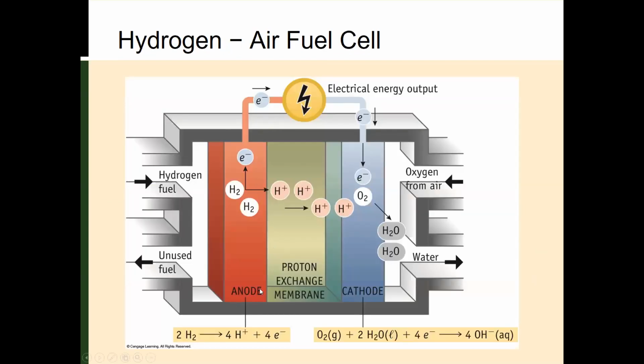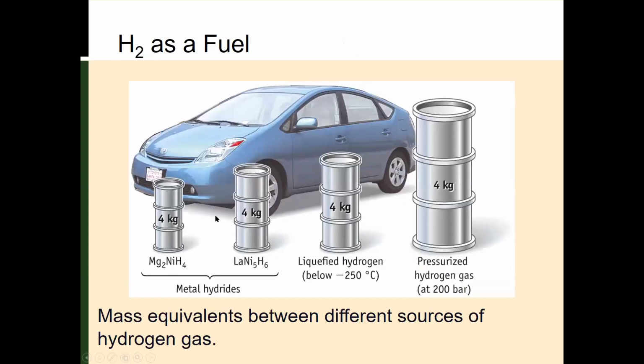Here is an example of a hydrogen air fuel cell. And you can take a look at that. Now, there are a couple things that can produce hydrogen and store hydrogen that are a lot more dense. For example, there is a nickel metal hydride. We're using magnesium or lanthanum. Magnesium is a lot more common, so this would be more likely to be used.